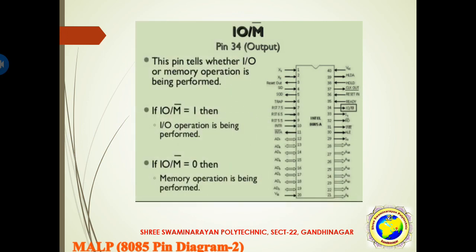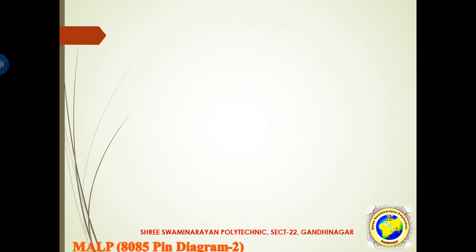Then after it is the IO/M bar. IO means input output, and M means memory. It is pin number 34. This pin tells whether an input/output or memory operation is being performed. Suppose this pin output is 1, then an input output operation is being performed, and a memory operation is not performed. If this pin has a 0, then a memory operation is being performed. This way we can decide whether the operation is input output or memory.